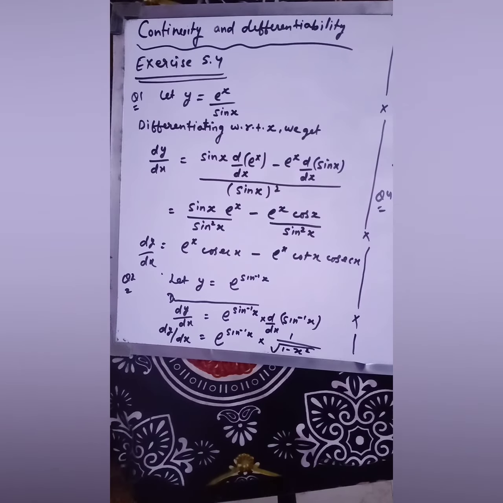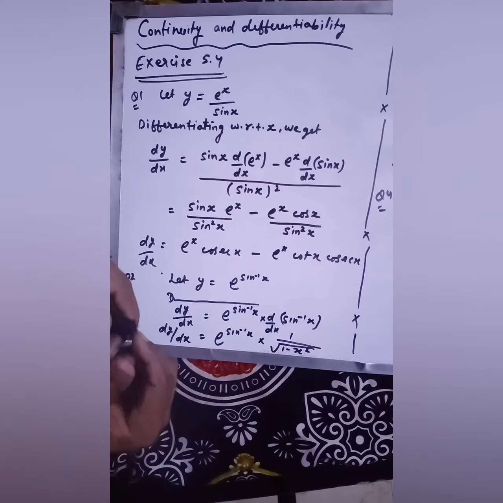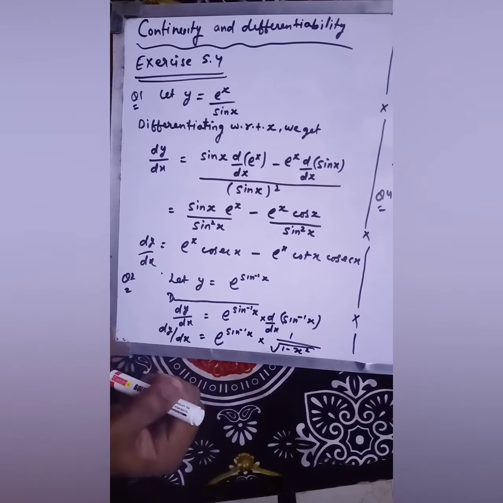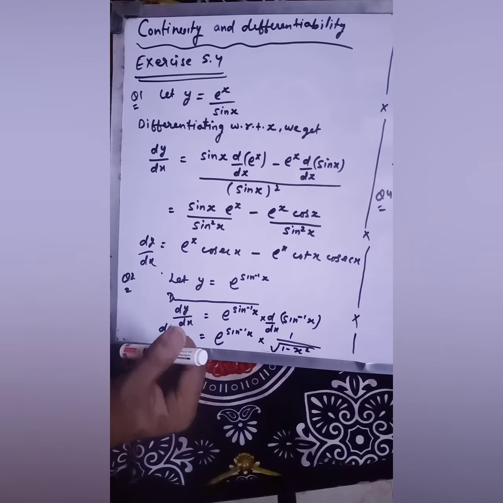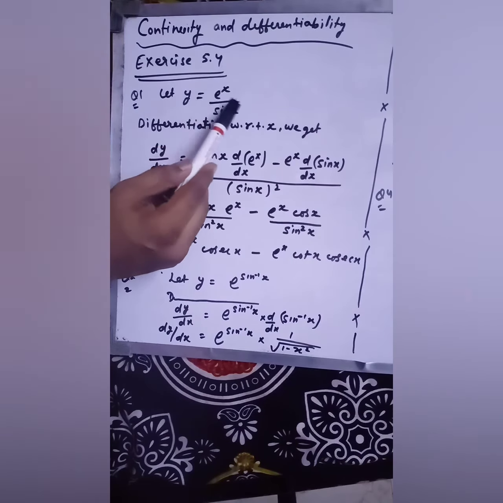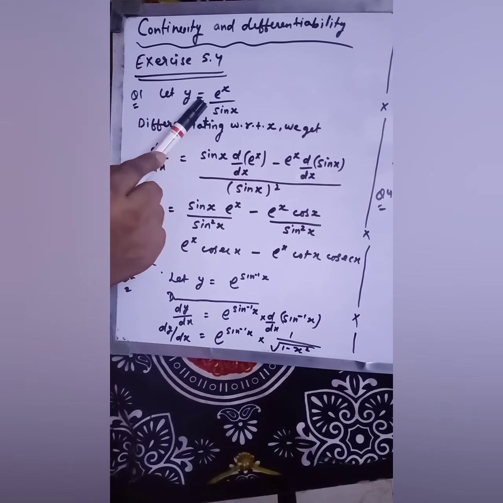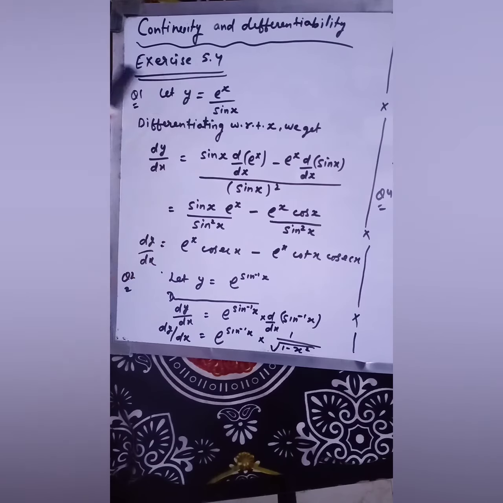Today we will start our exercise 5.4 of the chapter Continuity and Differentiability. So here is the first question of this exercise, question number 1. Here we have e raised to power x over sin x, and we have to find the derivative of this.